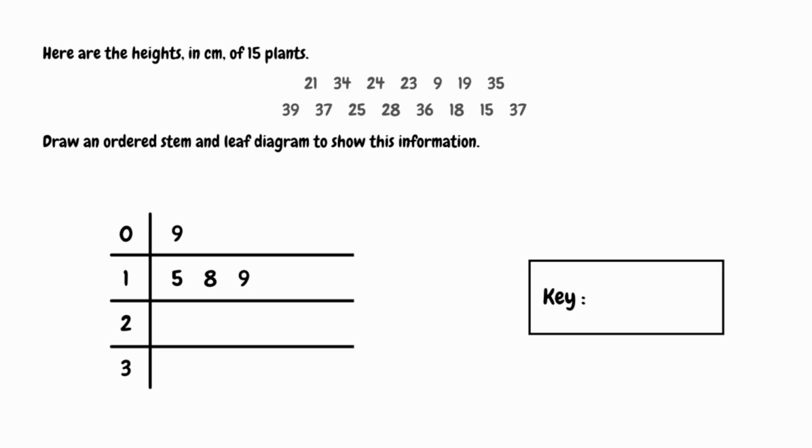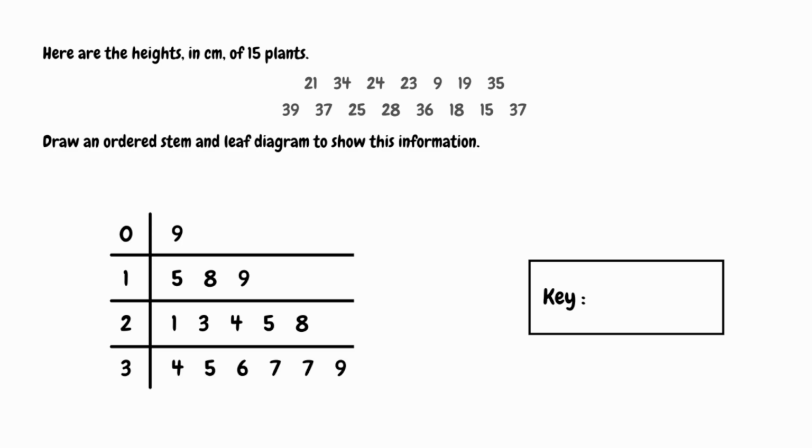And again, all I do is put the units on the leaf side. So it looks something like this. And then finally, I'm left with my numbers in the 30s. So if I put these in order, and then all I need to do is put the units on the leaf side of the diagram. So they would look something like this.